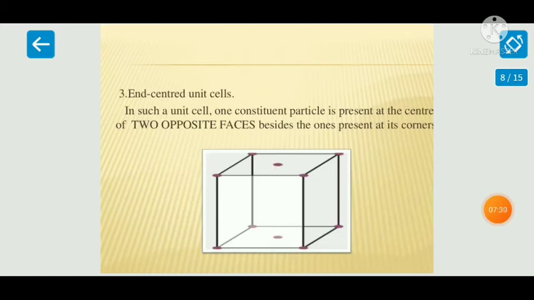So the end-centered unit cell. In such a unit cell, one constituent particle is present at the center of two opposite faces, up and down, besides the ones present at its corners. See that the cube has one atom each placed on two opposite faces of the cube. Thus we can say that 8 atoms are present at 8 corners. Each corner atom contributes 1/8, so 8 times 1/8 is equal to 1 atom. Therefore the total number of atoms is 2.